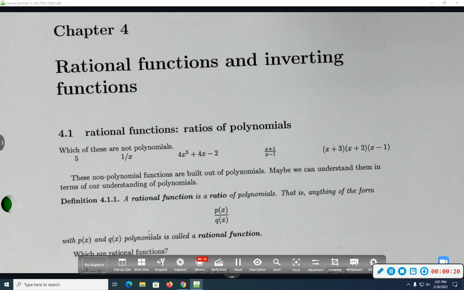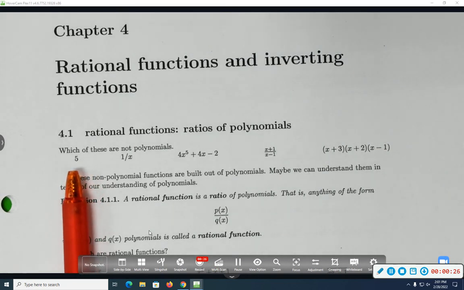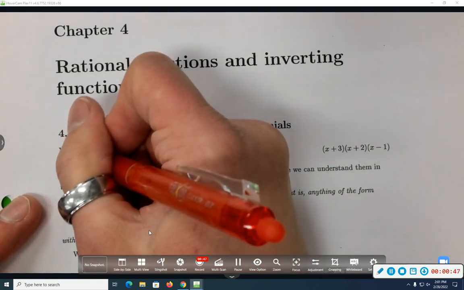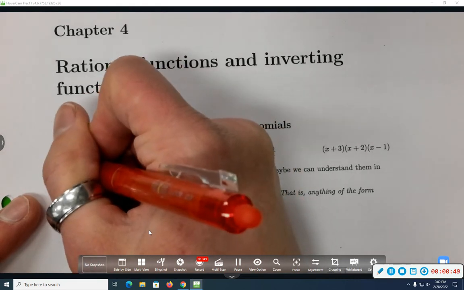Are the following polynomials? Is 5 a polynomial? Yes or no? Folks for yes? Anyone for no? Those of you who said yes, what is the degree? It is a polynomial. It's a degree 0 polynomial. So any constant is a polynomial. Sometimes it's just silly to think of them as polynomials. That's a degree 0 polynomial.